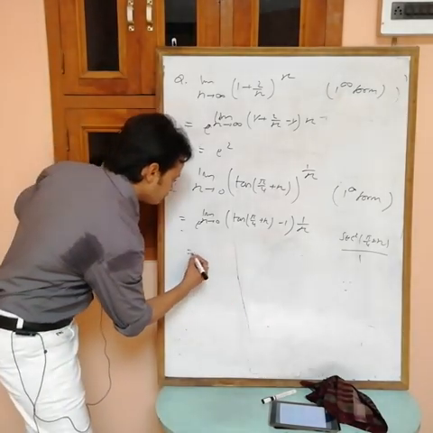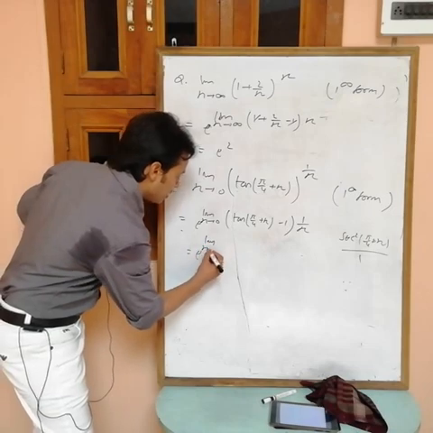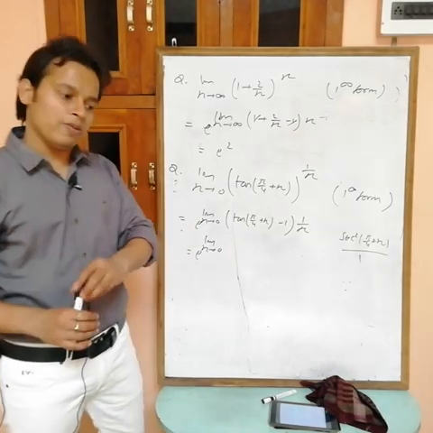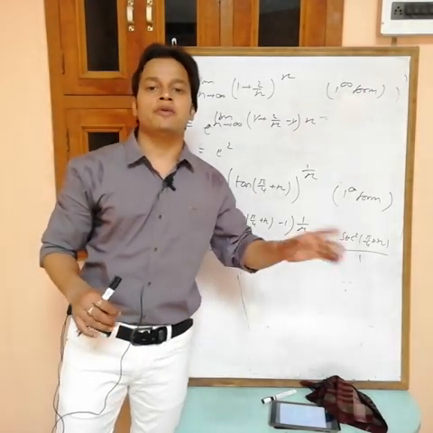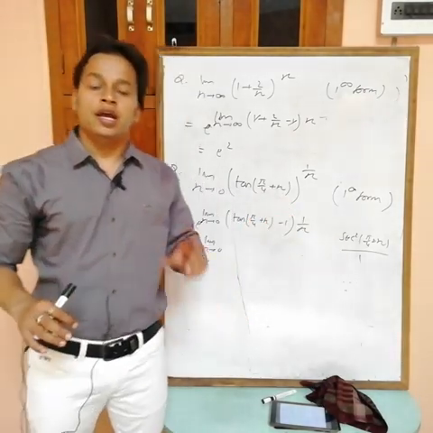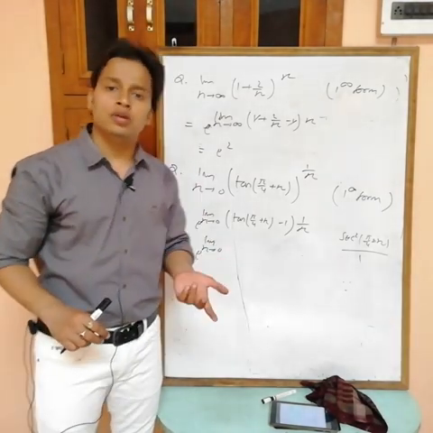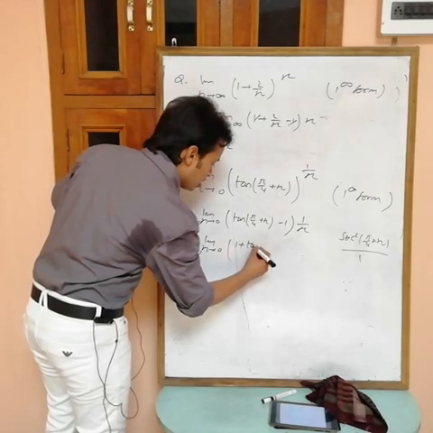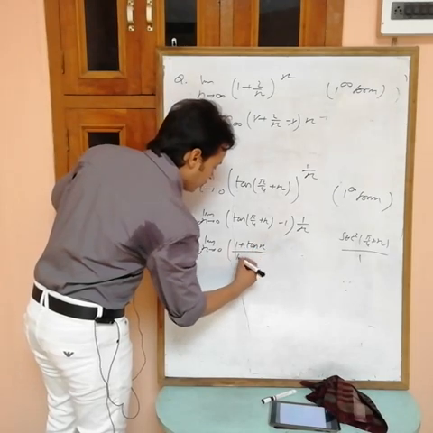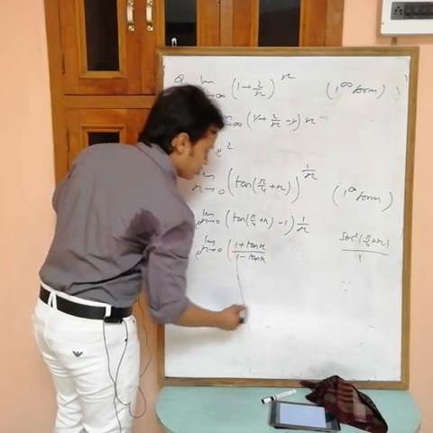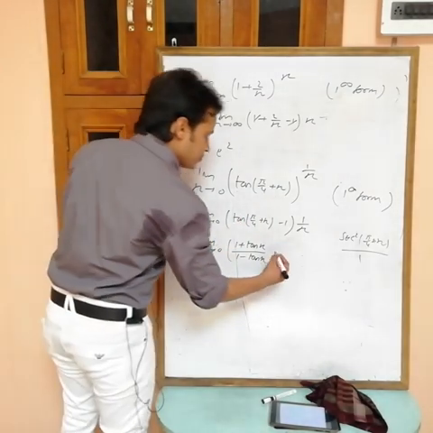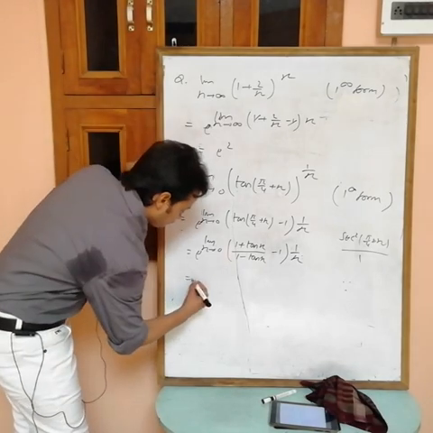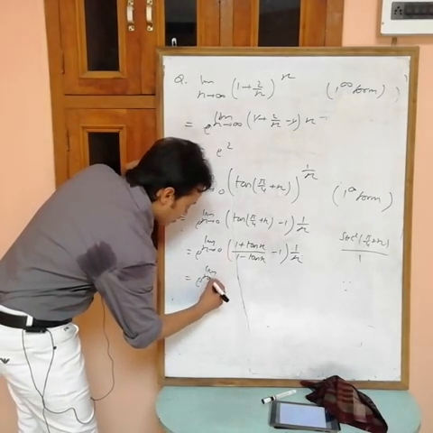See, e power limit x tending to 0. Now we know that tan(pi by 4 plus x) is (tan pi by 4 plus tan x) by (1 minus tan pi by 4 into tan x), and the value of tan pi by 4 is 1. Tan 45 is 1, so this is (1 plus tan x) by (1 minus tan x). This is the value of tan(pi by 4 plus x), then minus 1, into 1 by x. Okay, e power limit x tending to 0.